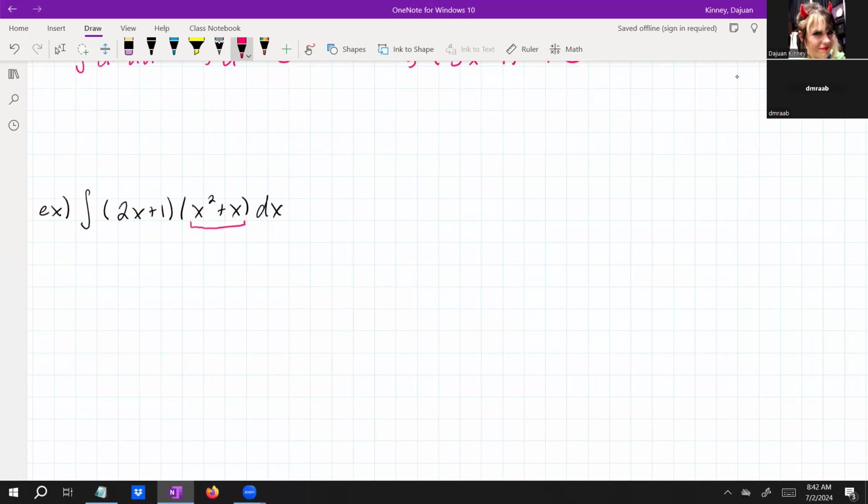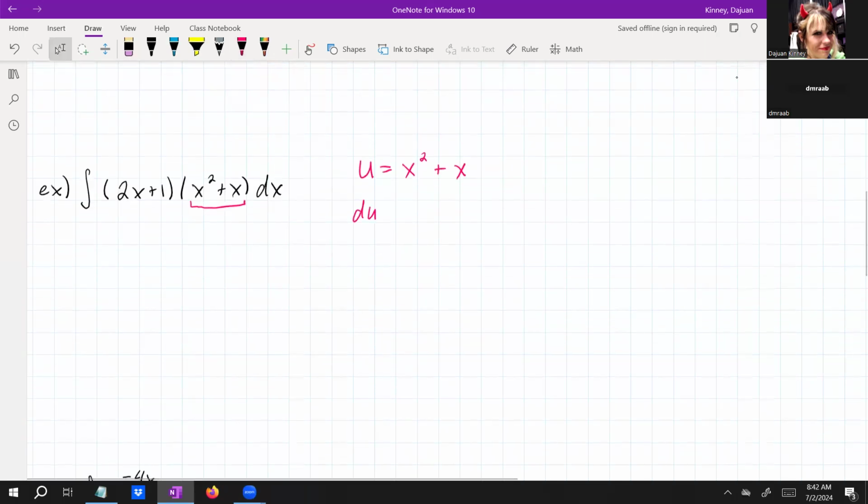And sometimes it takes a little guesswork to get there before you kind of get the feel of it. So we'll see if this works. Spoiler alert, it's going to work. I forget to write my d. No, I didn't. Okay. All right, take the derivative of this, 2x plus 1 dx. Hey, there it is. Cool.